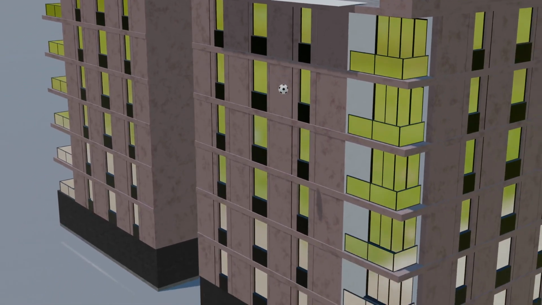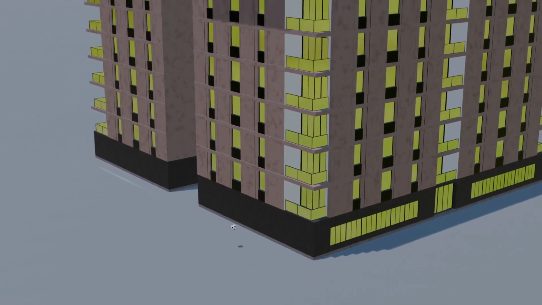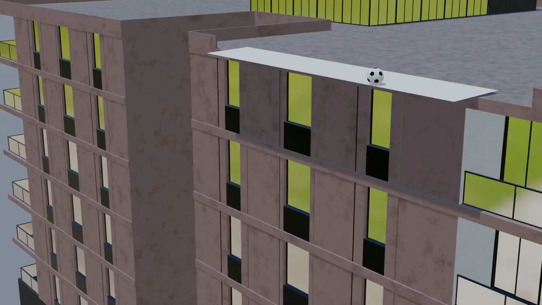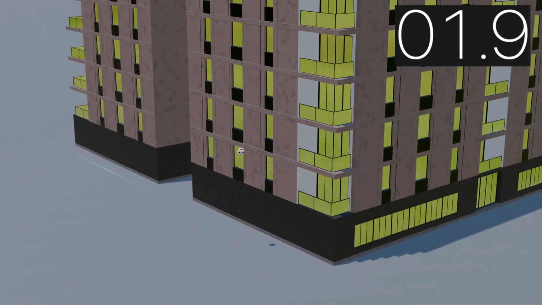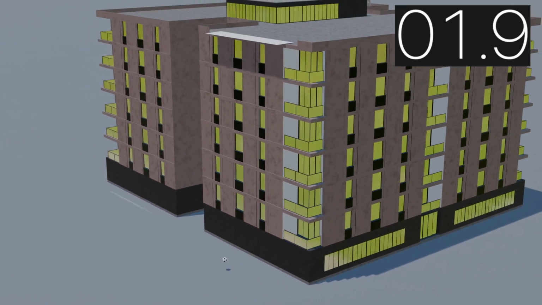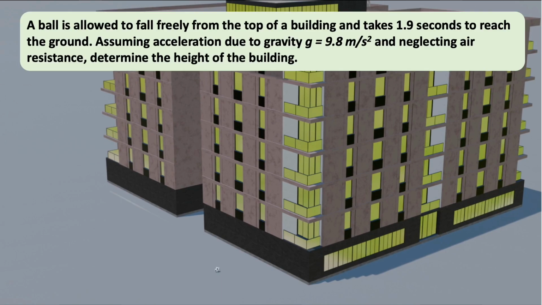Now let's measure the time taken by this ball to reach the ground. This ball is falling from the top of the building and it reaches the ground in 1.9 seconds. So can we find the height of this building? Yes, we'll be using the same equation of motion for a freely falling body.